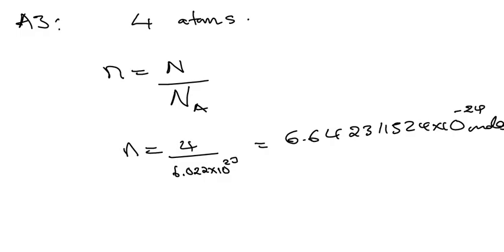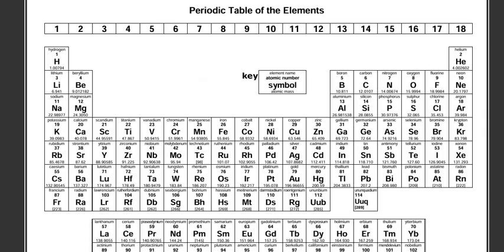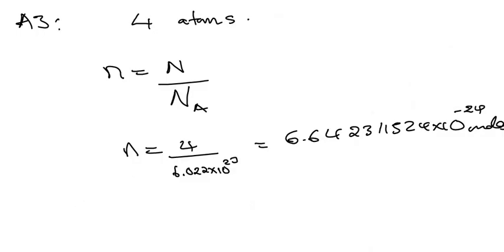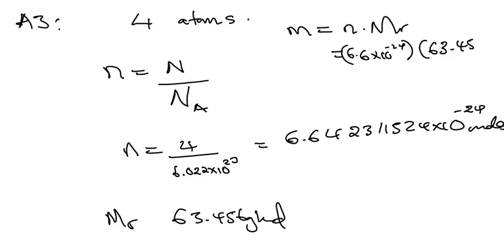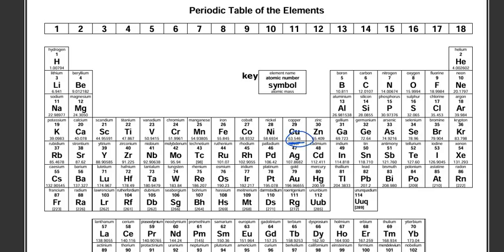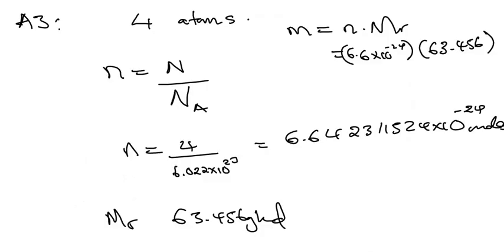If these are the moles, then we know copper, according to our periodic table, has 63.546. So the Mr of copper is 63.546. The mass is just going to be equal to the number of moles times the Mr. So the number of moles is the 6.6 times 10 to the power negative 24. Multiply the answer you got by the Mr of copper, which is this guy here. Yeah, that's 63.546, the 5 is coming first.